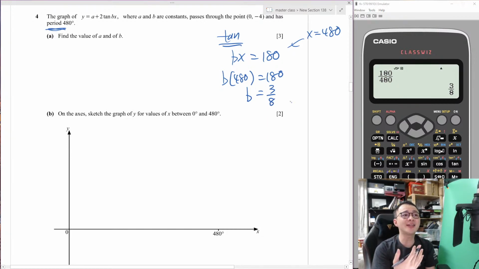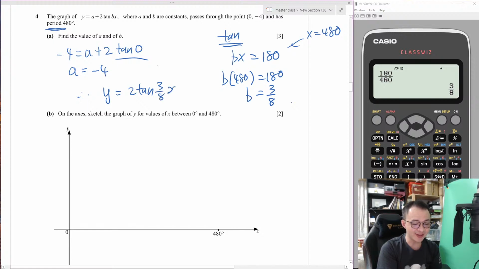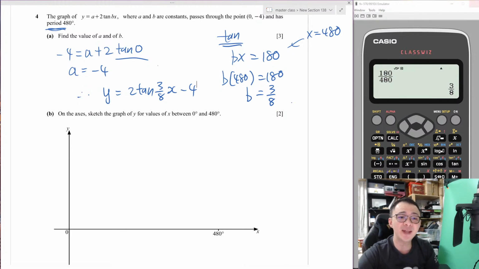Then the second idea is we want to find A by substituting in the coordinate (0, -4). So y equals -4, x is 0. So A plus 2 tangent 0. Tangent 0 is just 0. Then A will be -4. Done. So the equation is y equals 2 tangent 3/8x minus 4. After I got the answer for A and B, I will just do like this. It should be quite straightforward.